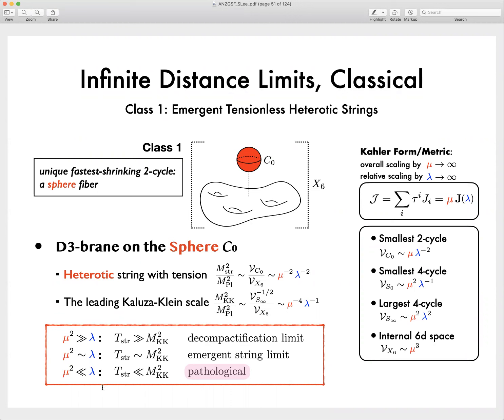And finally, this last regime looks very strange. This would correspond to a pathological phase of the theory, because the string is much lighter than the KK scale. This indicates a genuinely critical 4-dimensional string, because the KK tower is completely decoupled. And this is not expected on general grounds if we believe in string theory. I will say more about this later.